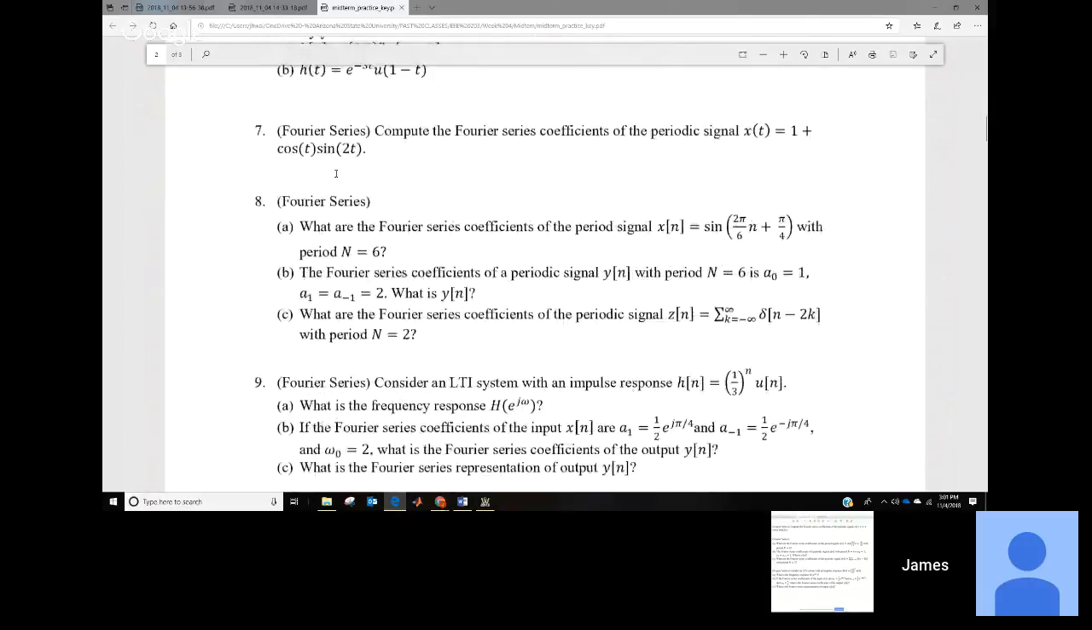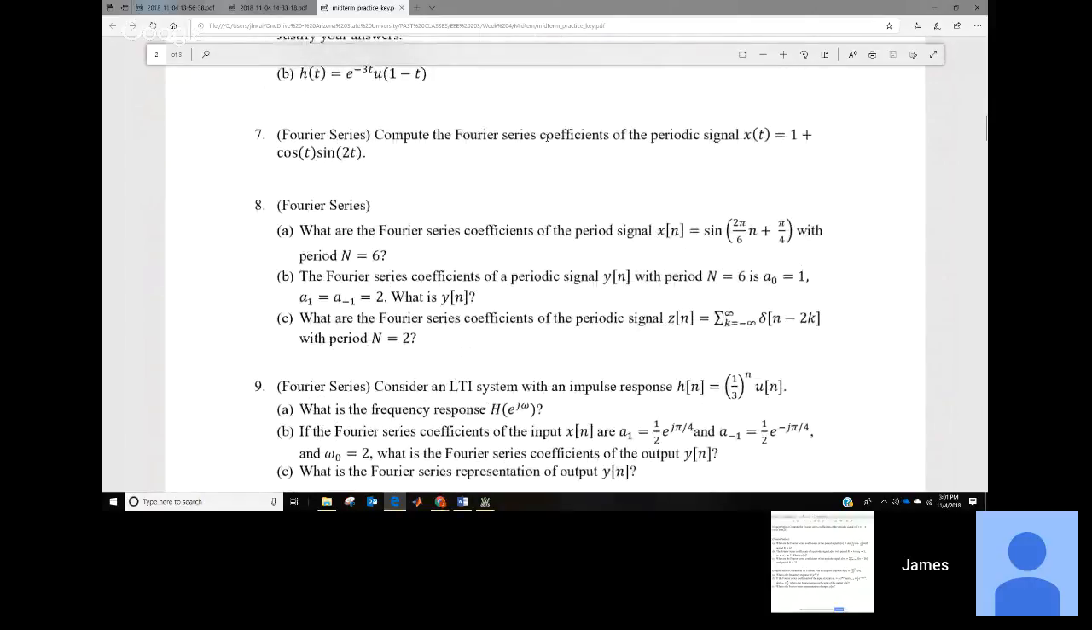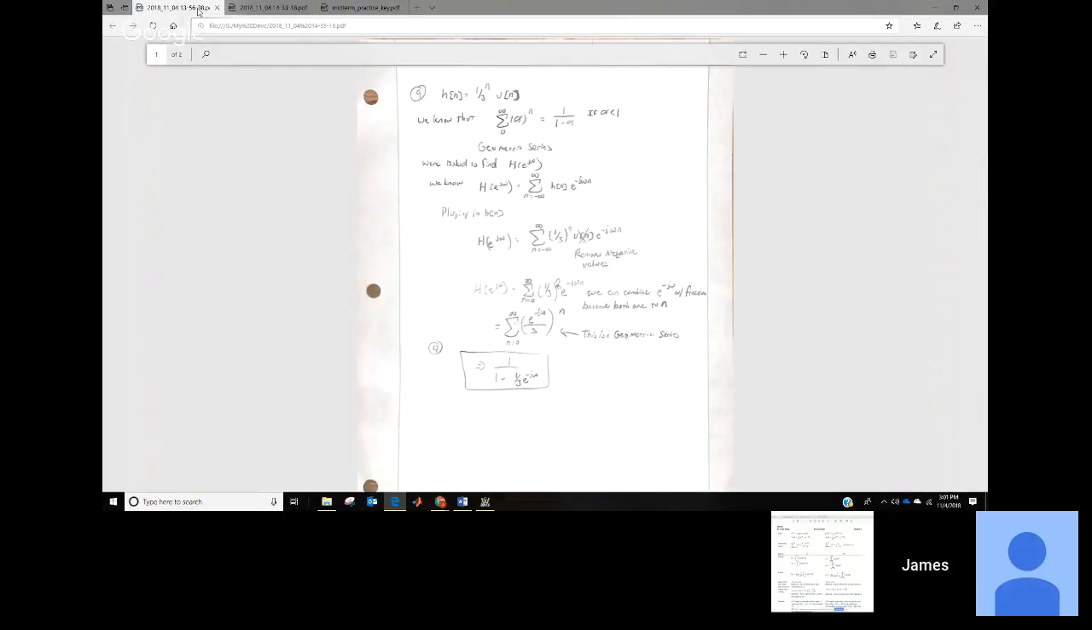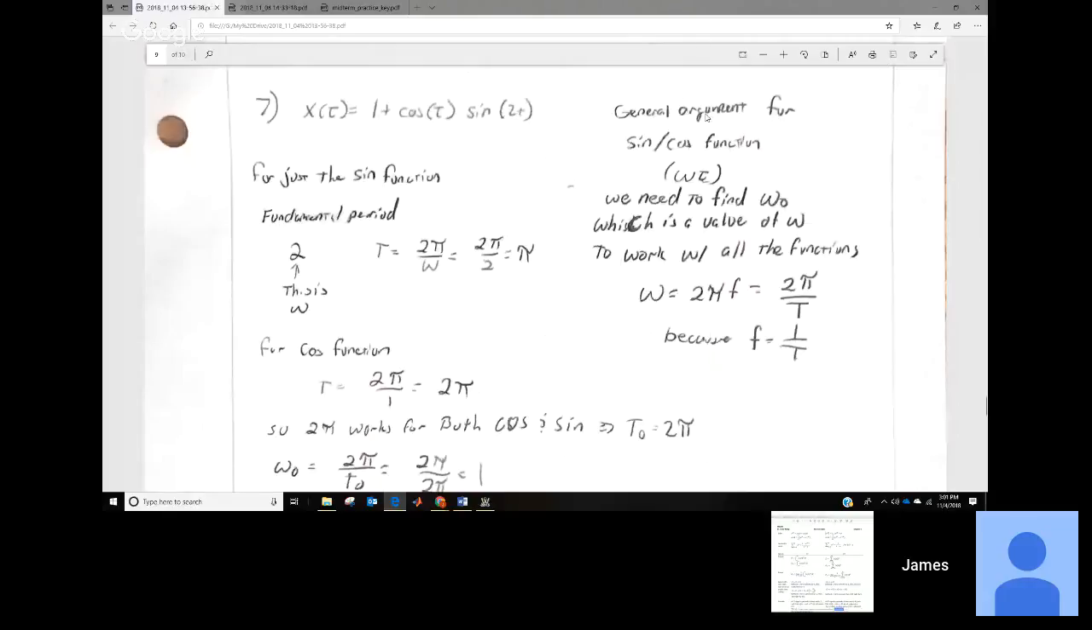Question 7 asks us to compute the Fourier series coefficients of the periodic signal x of t equals 1 plus cosine of t times 2 sine of t, or sine of 2t. For the general argument of a sine or cosine function, this can be thought of as k omega t. But we need to find an omega naught that works with all the functions.